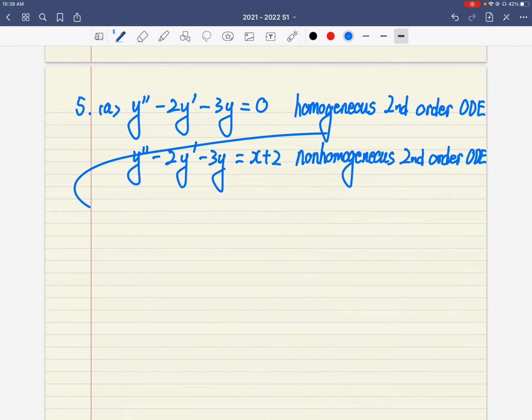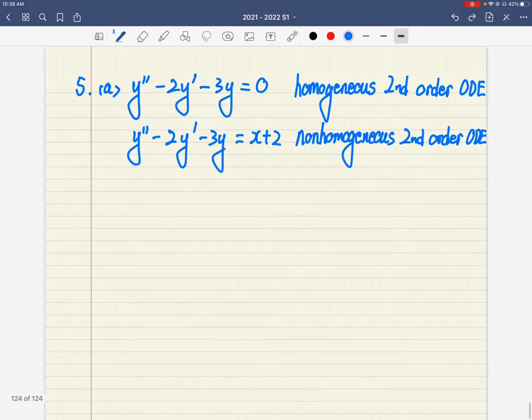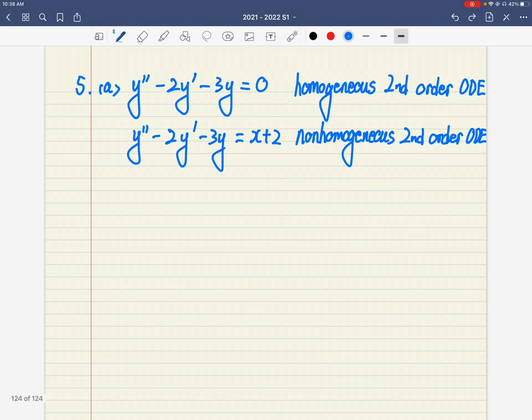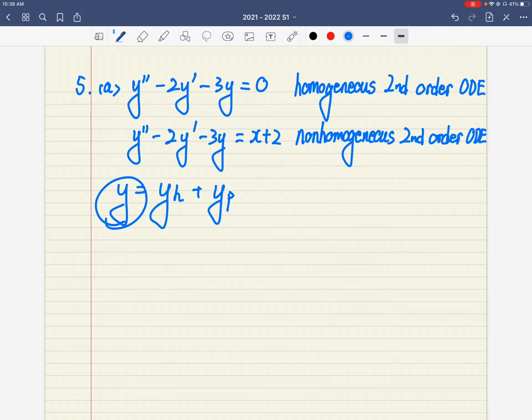So how do we solve? How do we get a general solution of this? In problem 4, we already know how to solve this type of question. But what about a non-homogeneous second-order ODE? There are two parts. Eventually the general solution will look like YH plus YP.